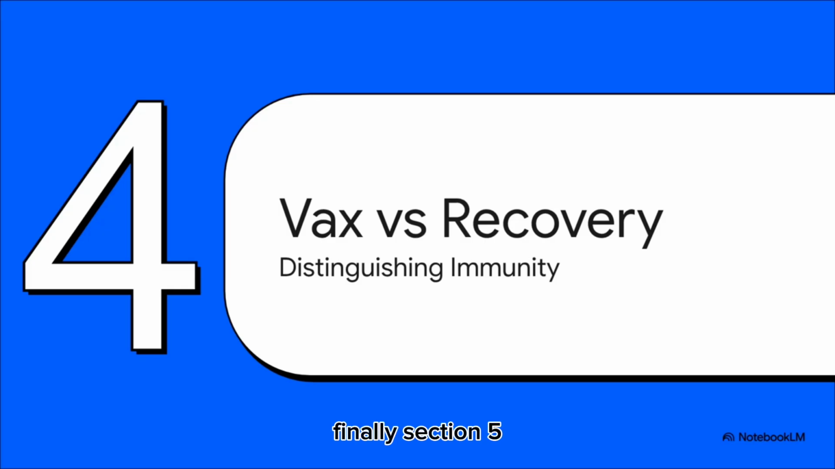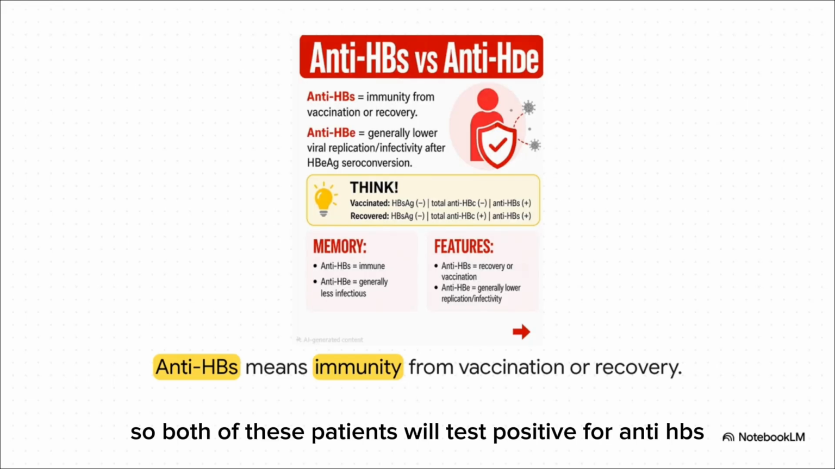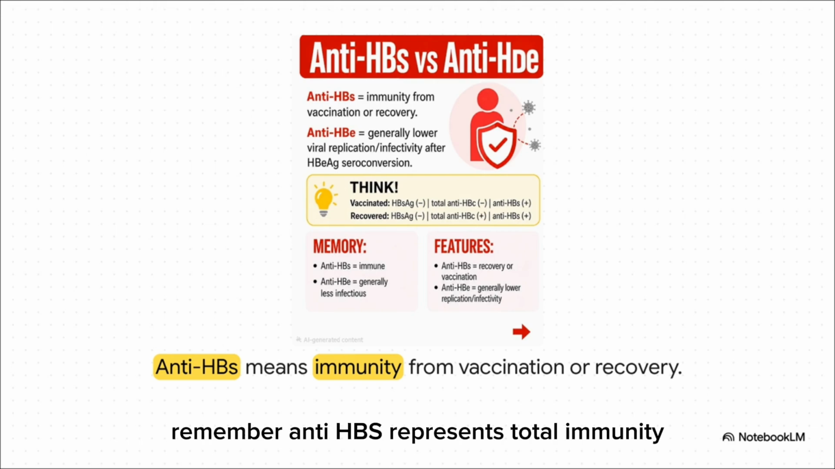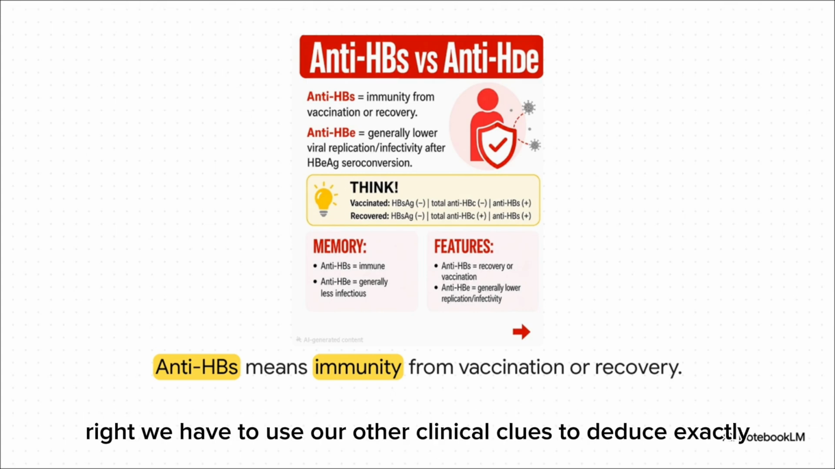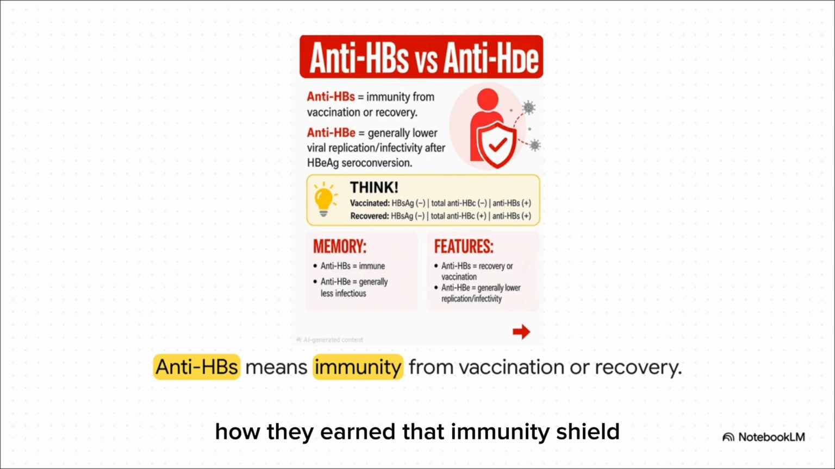Finally, section 5, vaccinated versus natural recovery. This is a classic USMLE trap. So both of these patients will test positive for anti-HBs. Remember, anti-HBs represents total immunity. But a positive anti-HBs alone doesn't actually tell us the whole story, right? We have to use our other clinical clues to deduce exactly how they earned that immunity shield.